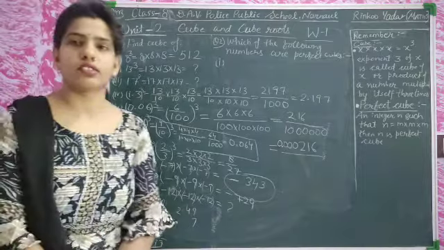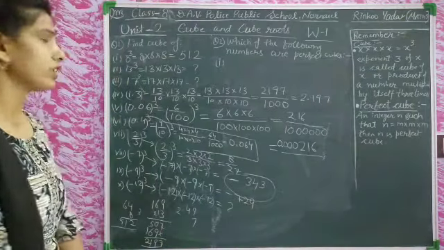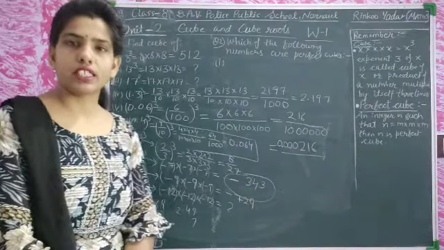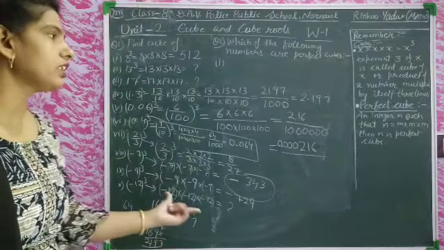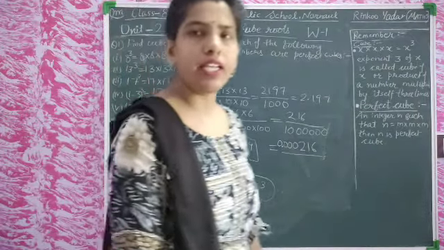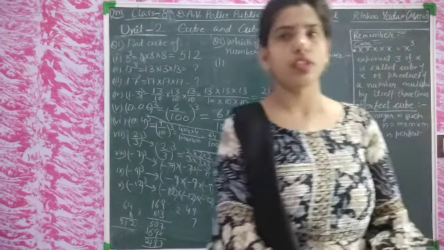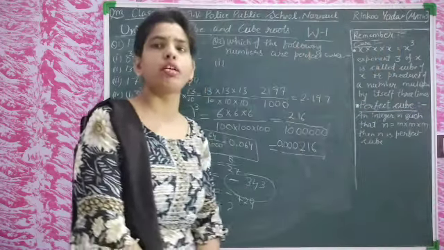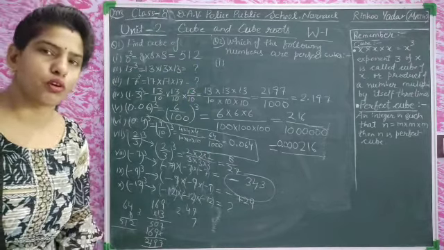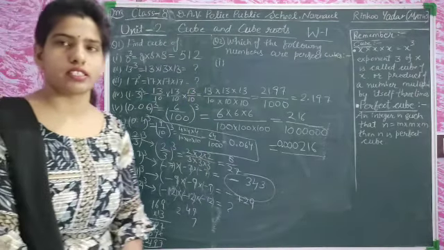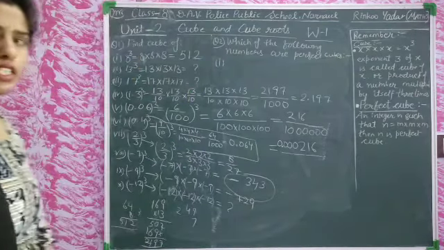This is the last part of question number first. Is it clear, students? You can find the cube of any number, any rational number, decimal number, even number, odd number, positive number, negative number. You will find the cube of any number by doing it like this. Is it clear, students? Yes.